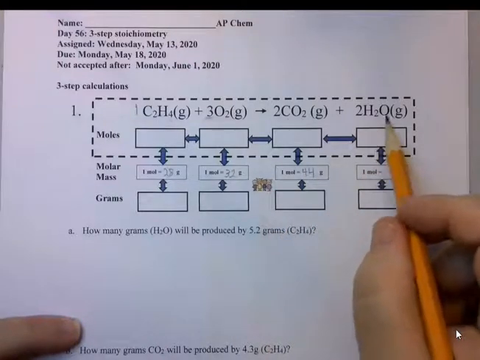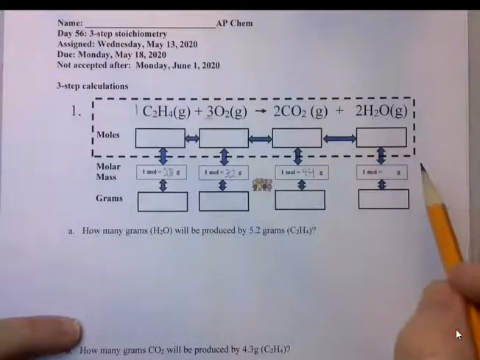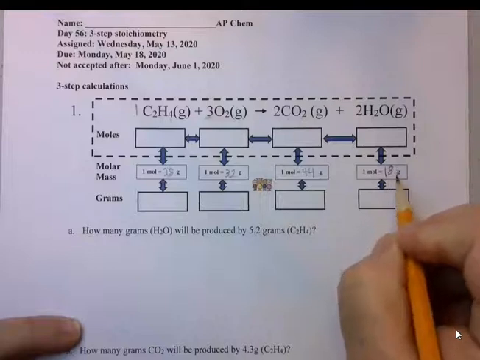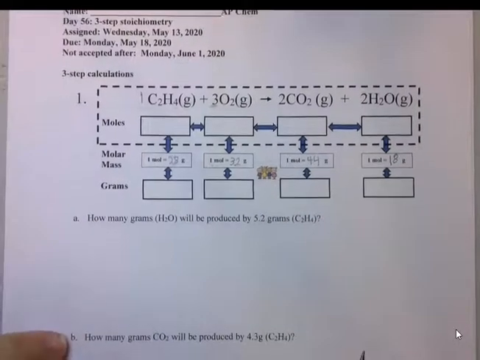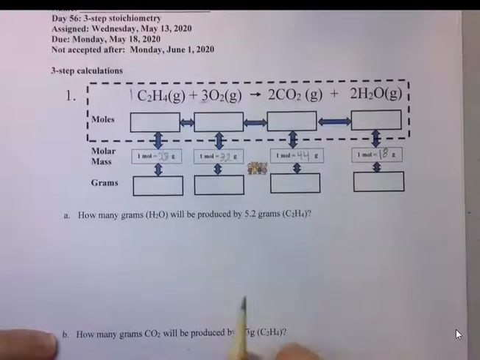And finally, water. Oxygen is 16. Hydrogen is 1, hydrogen is 1. If you have 2 of them, that's a total of 18. So that's your molar mass for that, okay? All right, so let's go ahead and get started. These are done the same way. It's just there's going to be one more step, and you'll see that in a second.